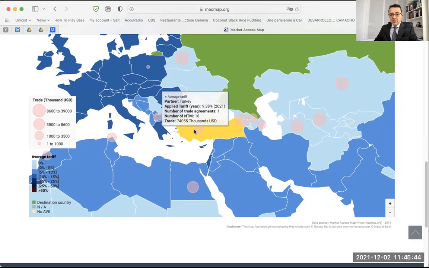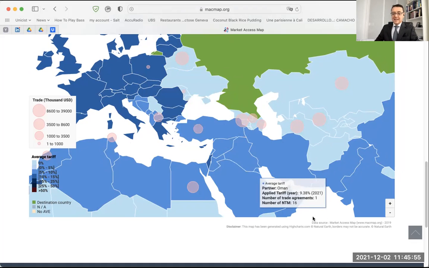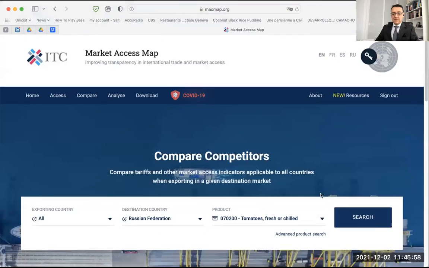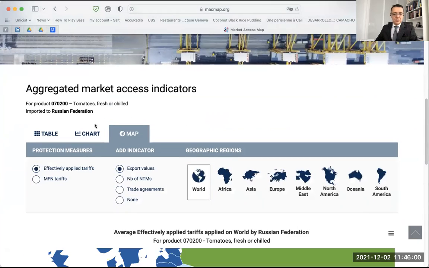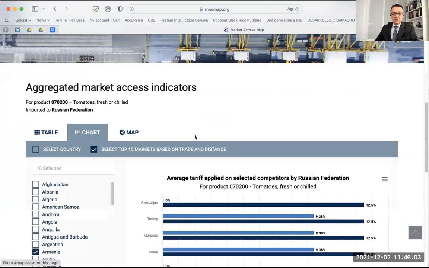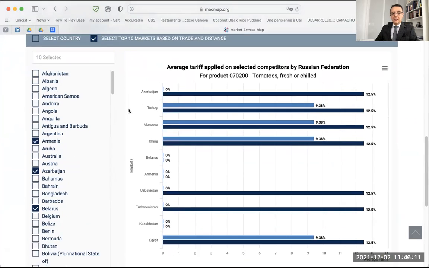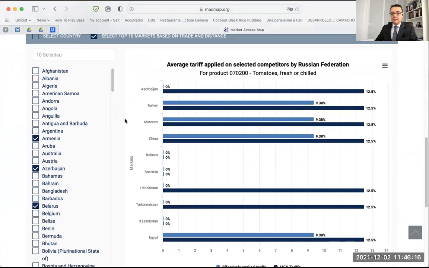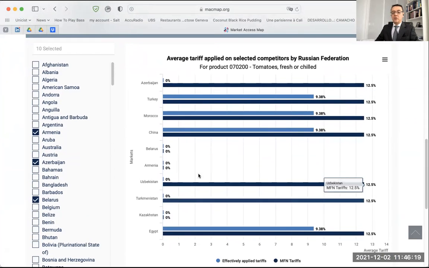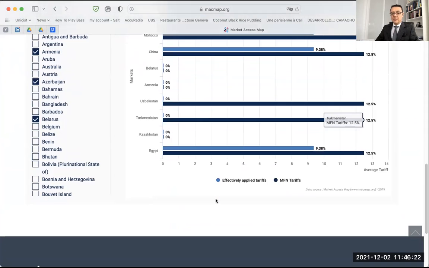And Turkey, what about Turkey? They have a higher tariff, 9.38%. So their exports are only 74 million, right? That is the advantage of this application. It is actually an application. Or you can see also in terms of charts. And here, of course, the chart compares, by definition, the biggest exporters, or the ones that are closer in the region, the ones that are more relevant.